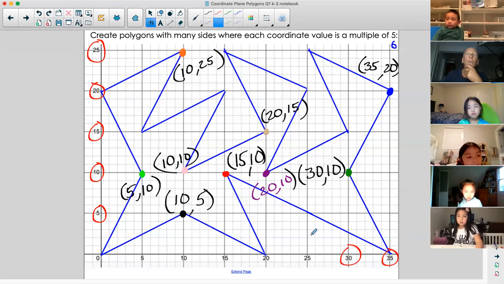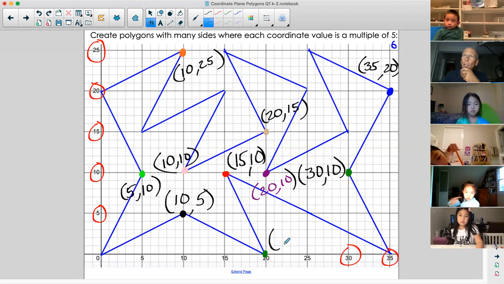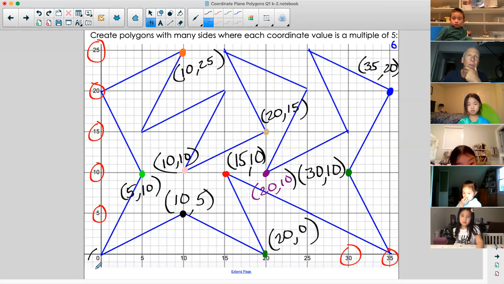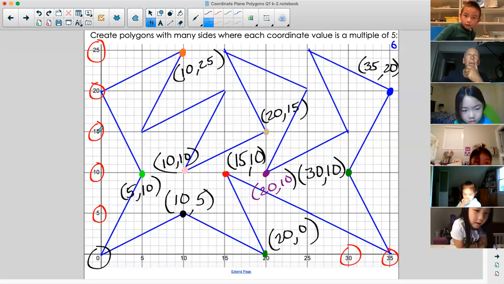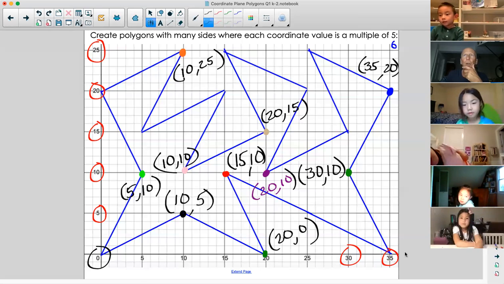And guess what? Nobody chose a point with 0. So that point is 20, 0, and it has a 0 in it. So everybody go. 0, 5, 10, 15, 20, 25, 30, 35.